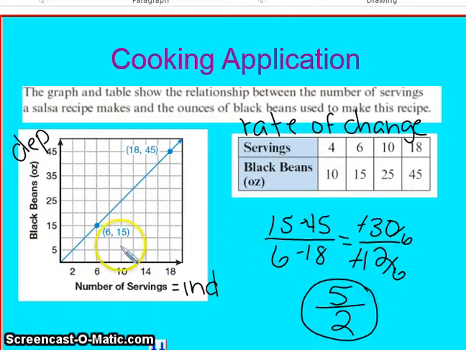Now I also need units. So my units were ounces on the top and servings on the bottom. Okay, so that means I need 5 halves ounces per serving, or 2.5 ounces per serving. And that is all.